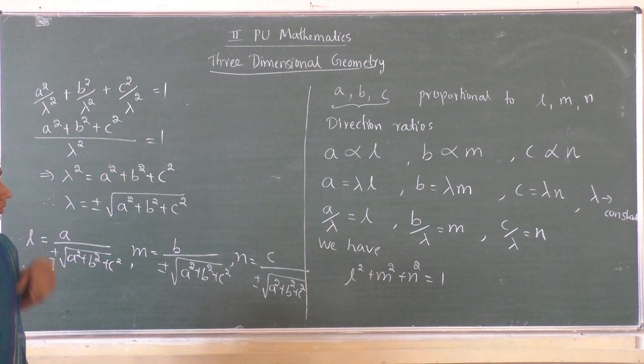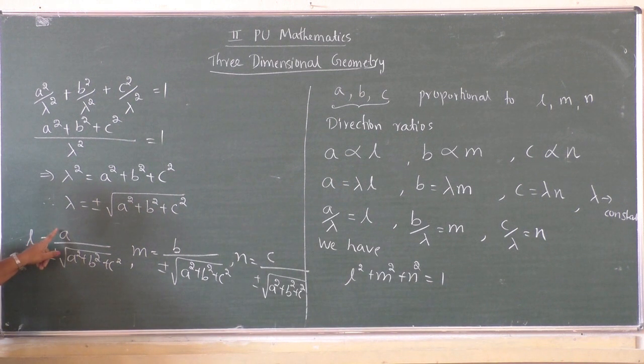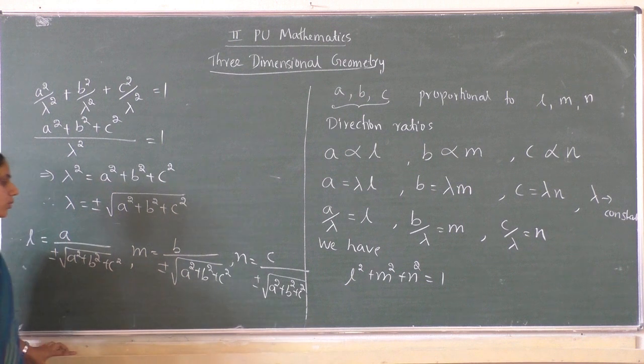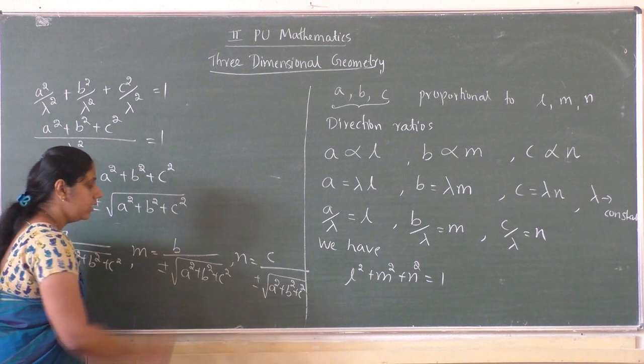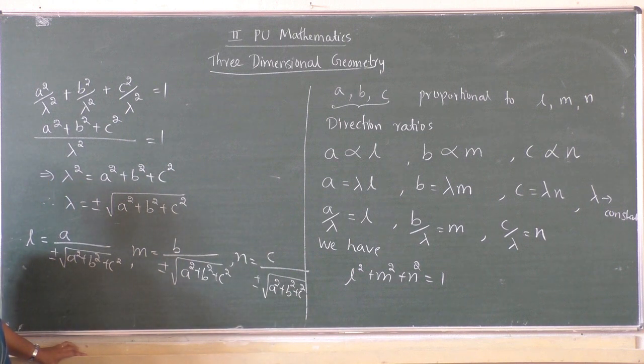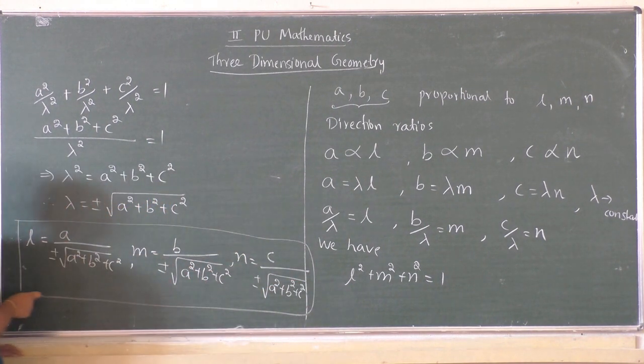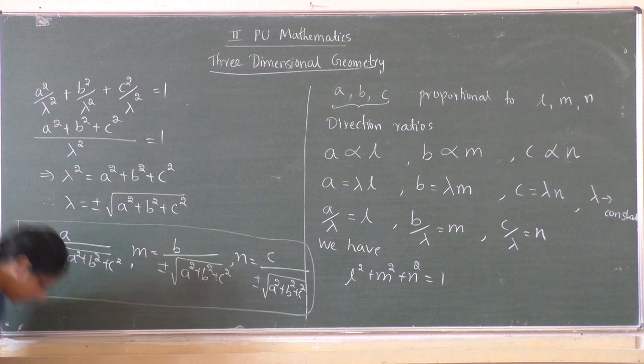So this is the relation between the direction cosines and the direction ratios. The three numbers which are proportional to the direction cosines are called direction ratios. So L equals plus or minus A by root of A square plus B square plus C square, M is plus or minus B by root of A square plus B square plus C square, and N is plus or minus C by root of A square plus B square plus C square. So this is the relation between direction cosines and direction ratios.